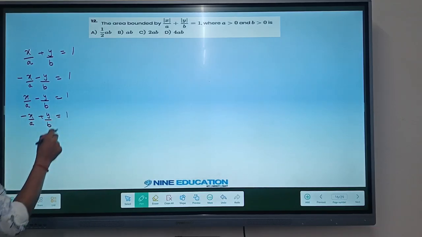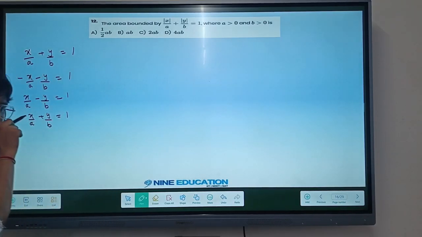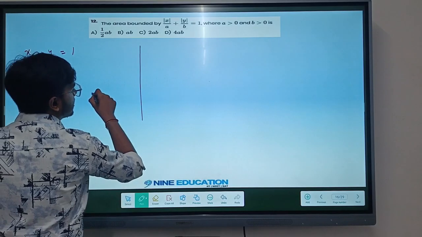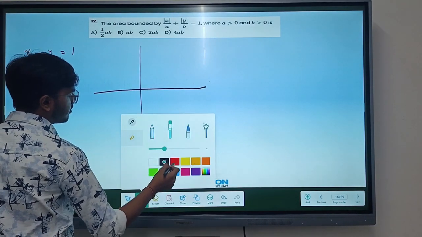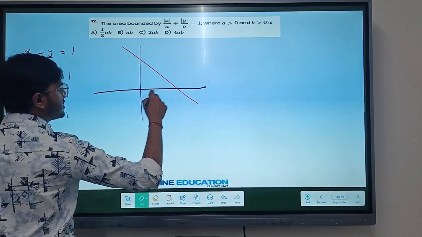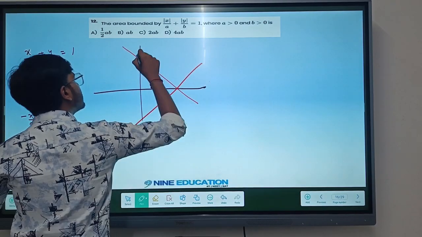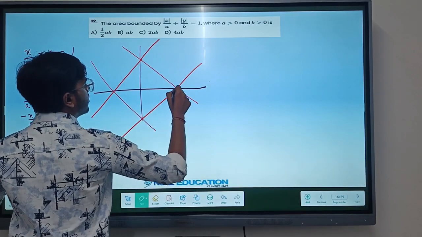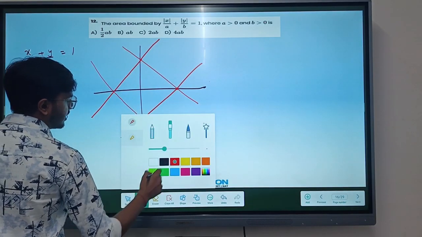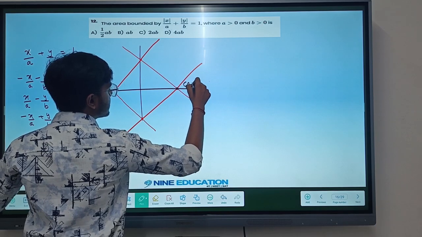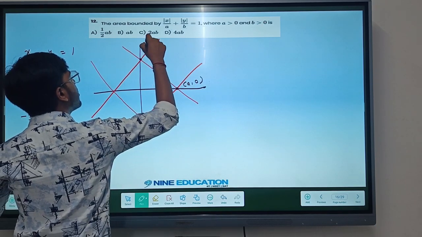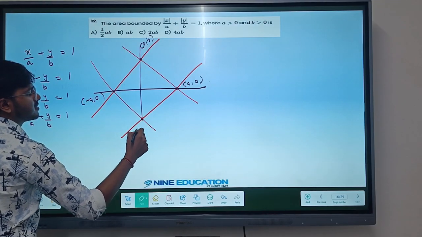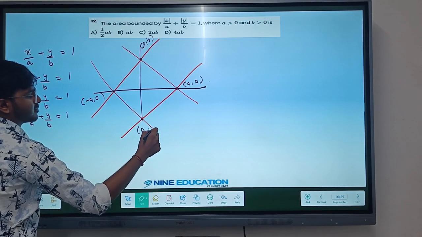If you plot each one of these lines, you'll notice that x and y intercepts are a, b, minus b and minus a. If you plot each one of these lines, it will be something like this. Although it's not looking like one, where are they intersecting? At the intercept. So this is a comma 0, this is 0 comma b, this is minus a comma 0, and this is 0 comma minus b.